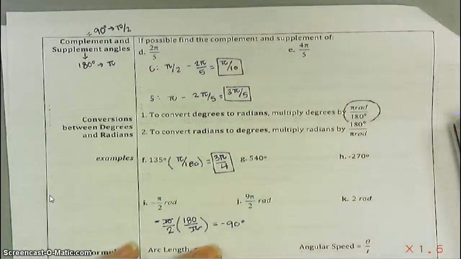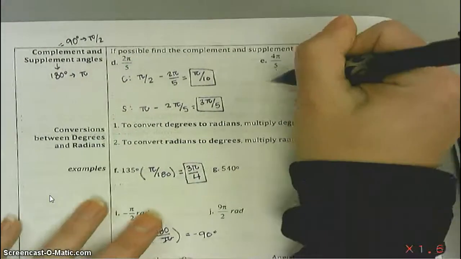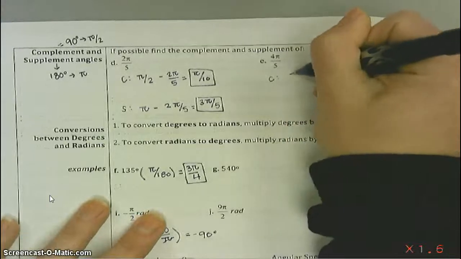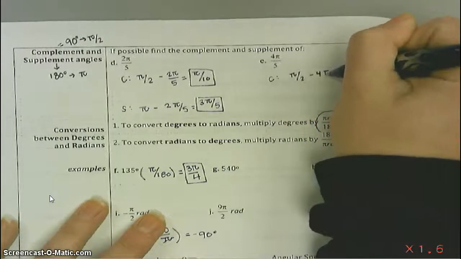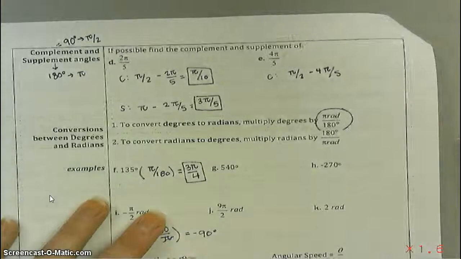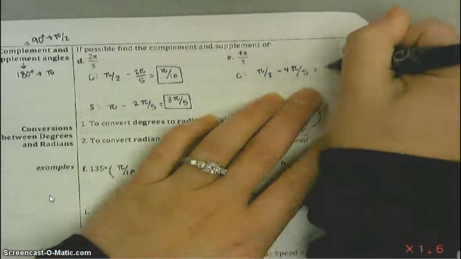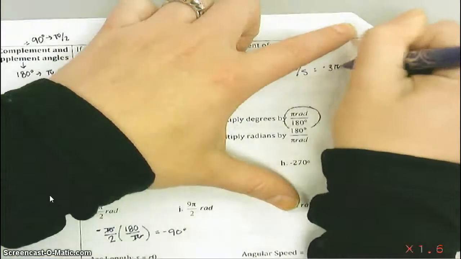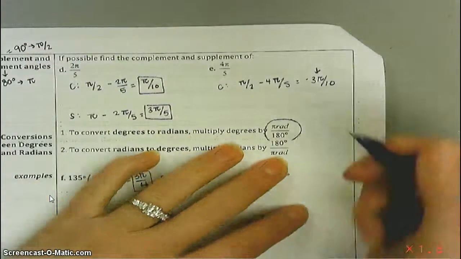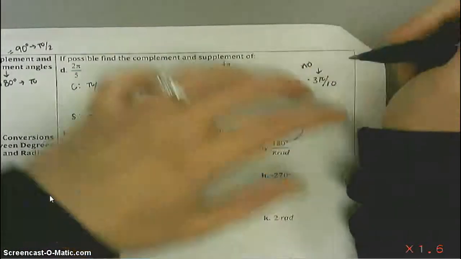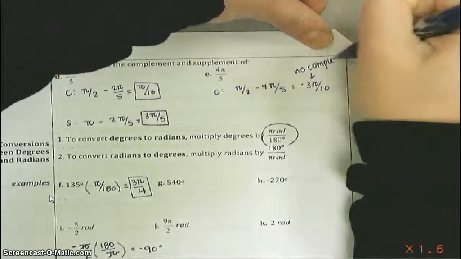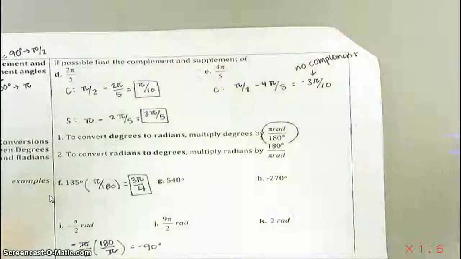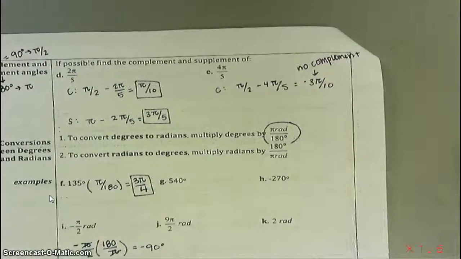Just to kind of flash forward, when you do the complementary for this particular angle, it ends up being a negative value. I think it ends up being negative 3 pi over 10. If your complement angle ends up being negative, then there is no complement, right? Because there's no negative complements in life. So that is complementary and supplementary angles.